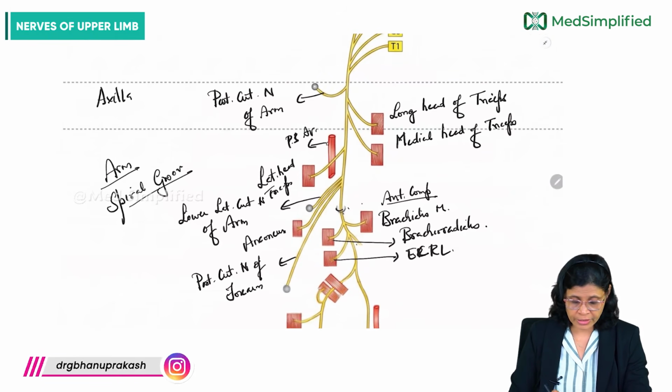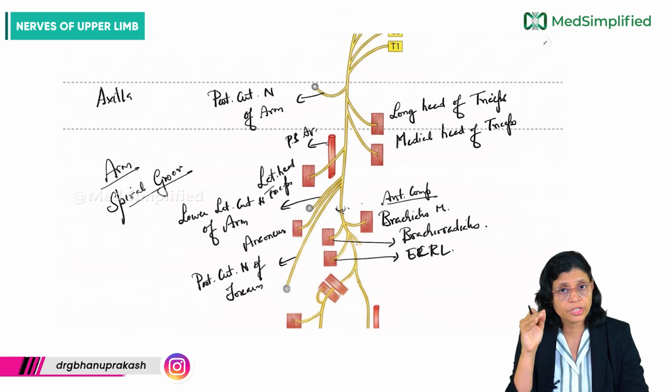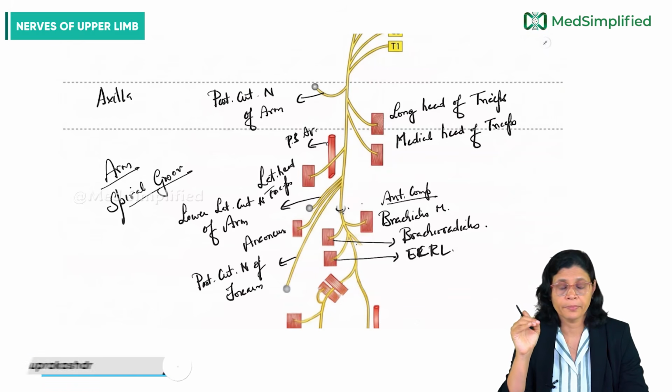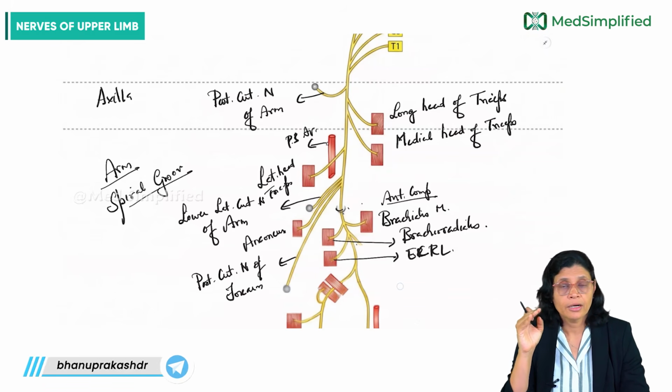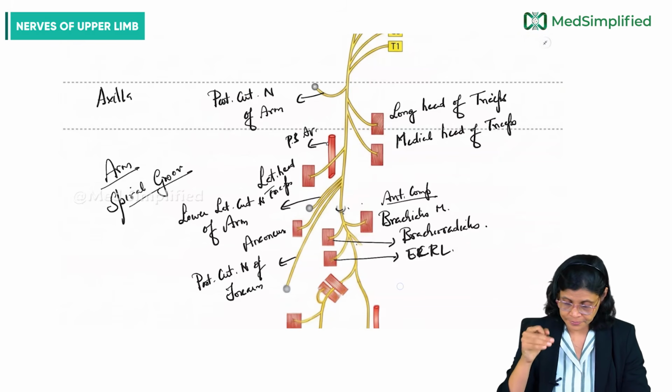In the spiral groove, in the arm, the branches given by it are mainly two cutaneous nerves and then the muscular branches. The cutaneous nerves are the lower lateral cutaneous nerve of arm and the posterior cutaneous nerve of forearm. The muscular branches go to the anconeus, and then in the anterior compartment to the brachialis, brachioradialis and extensor carpi radialis longus.